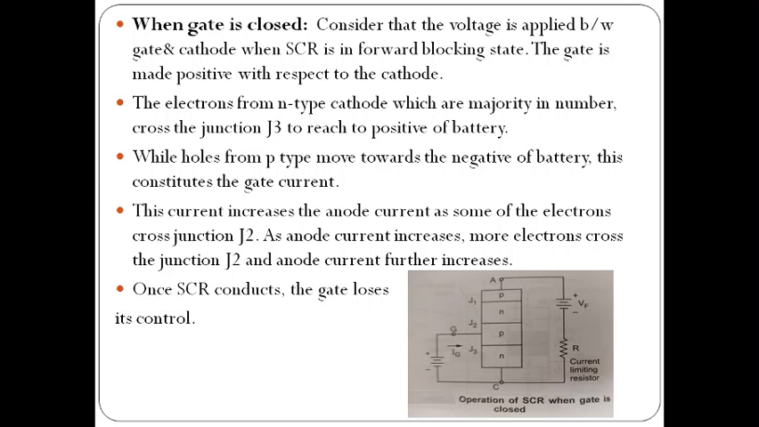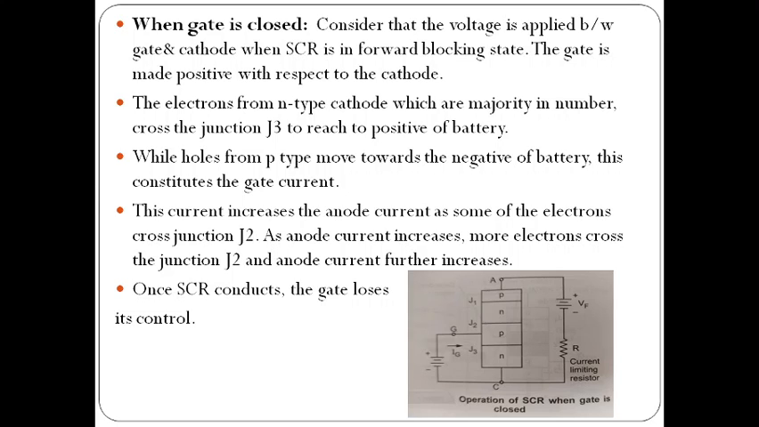Here you can observe in the circuit diagram, we are applying the forward bias voltage to the anode and cathode. The positive terminal of the battery is connected to the anode, the negative terminal of the battery is connected to the cathode, and the gate is closed. That means the gate current IG is passing through the gate terminal. For that, the gate potential must be positive with respect to the cathode. Then only gate current passes through the gate terminal.